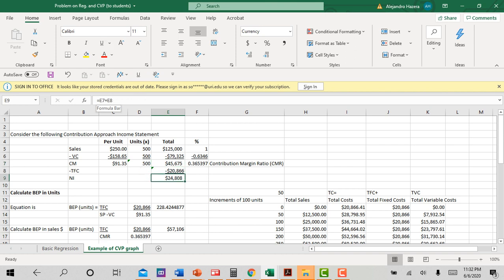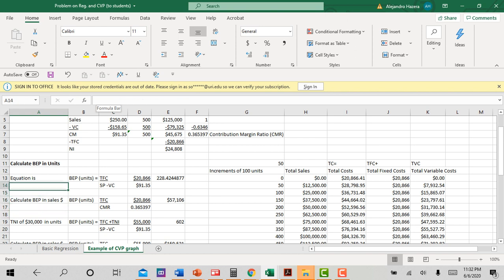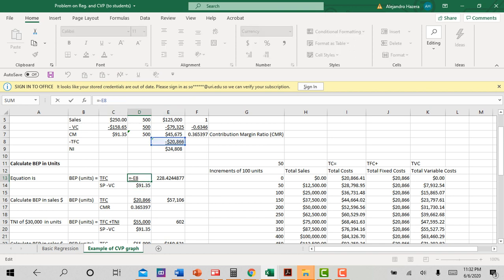Okay, now let's review using these data here, and you notice it filled in automatically, and that's basically what I'm going to have you do. I'm going to ask you a couple of questions. Using these data, your total fixed costs are equal to 20,866, and you'll be able to see, I'll just put in the equation here. You can see that's equal to that.